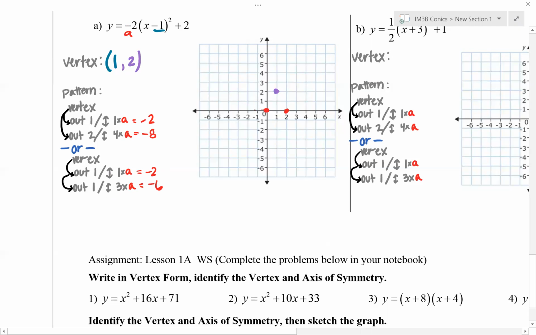If I'm going down 6 from that point, I'm going to be here. Or from the vertex, I'm going out 2, down 8, and I'll still be there. So no matter which pattern you use, you should end up with those 3 points to draw that parabola.